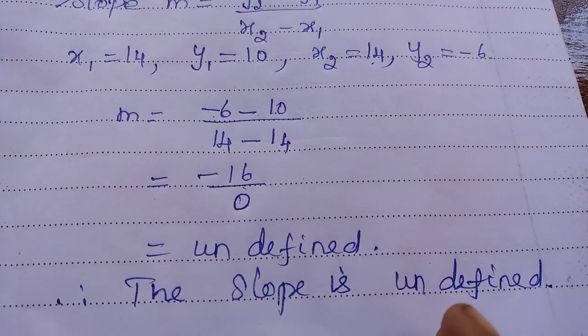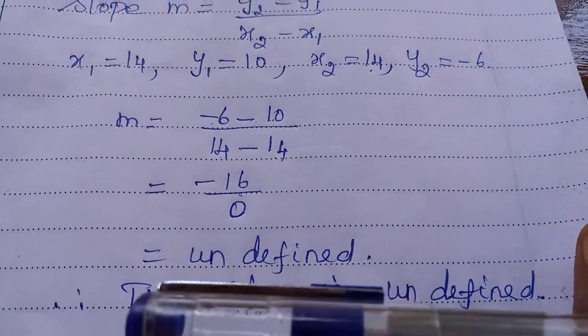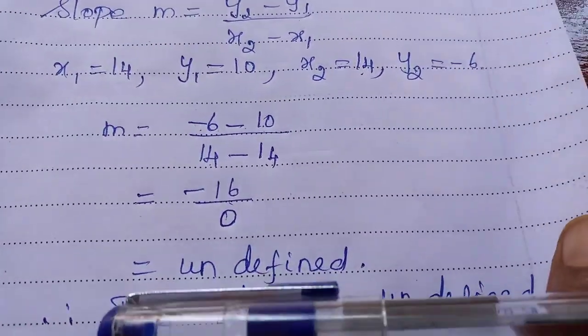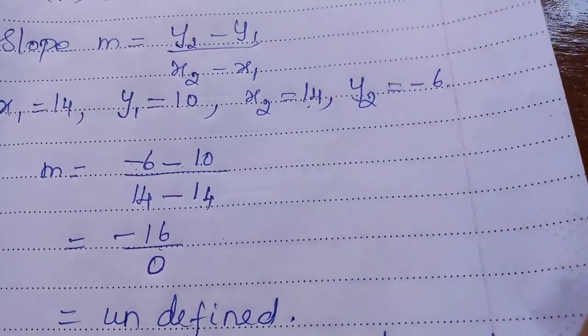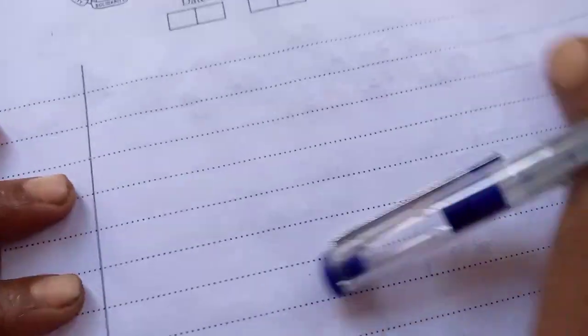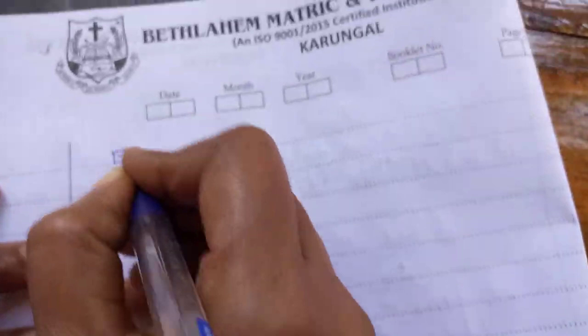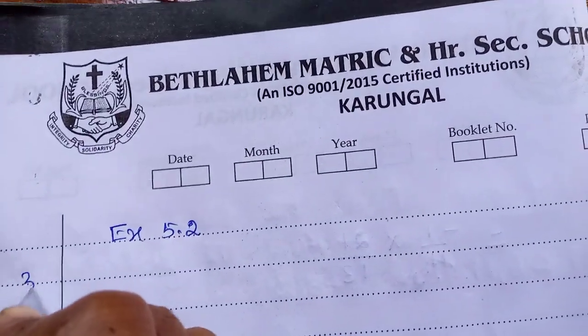That is exercise 5.2, third question. Already first and second we completed, isn't it? I hope I gave homework, isn't it? I hope you all completed it. So let's do that. Exercise 5.2, question number 3.